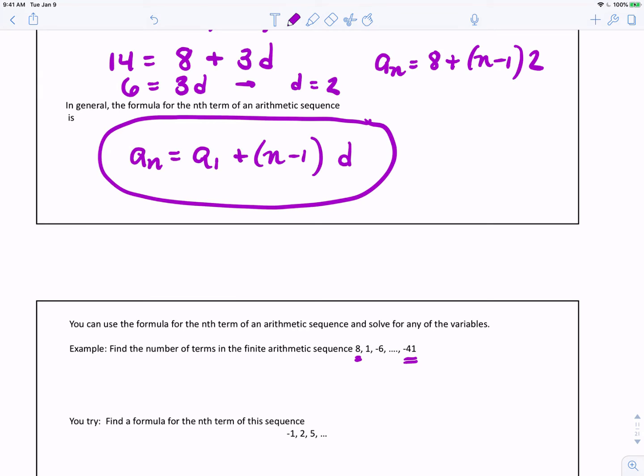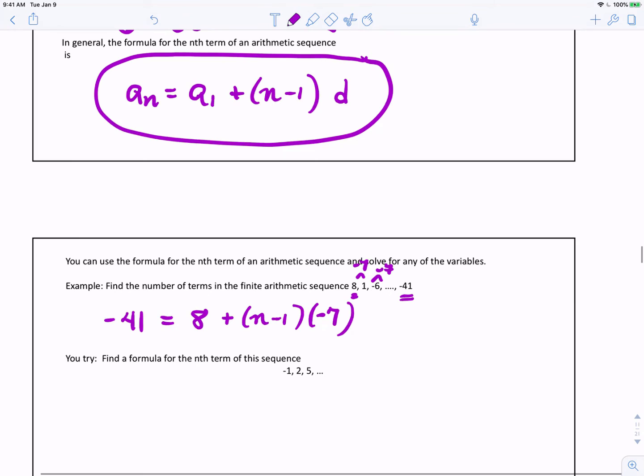So a sub n, the nth term, is negative 41. We don't know what n is, but we know the last term is negative 41. It's equal to the first term plus n minus 1 times the common difference. And we can see the common difference in this problem is negative 7. So all we have to do is solve this equation for n. Why don't we go ahead and give that a try?